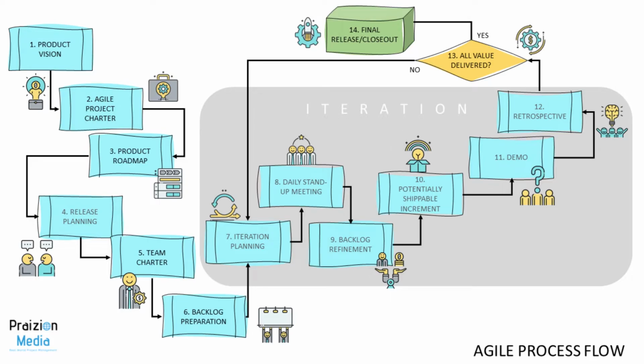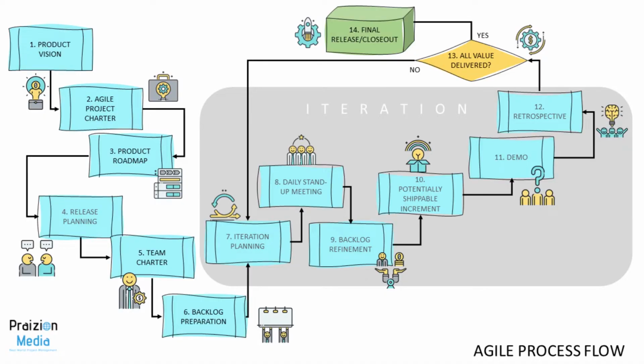We could have daily stand-up meetings to sync in. We could refine our backlog along the way for future iterations. Then we have a potentially shippable increment, a small piece of functionality which helps us get closer to our goal. We could demo this to our stakeholders and customer, and then we could have a retrospective to look back at the iteration and ask, how well did this go? What can we improve on?